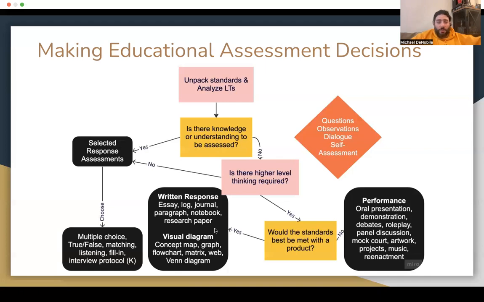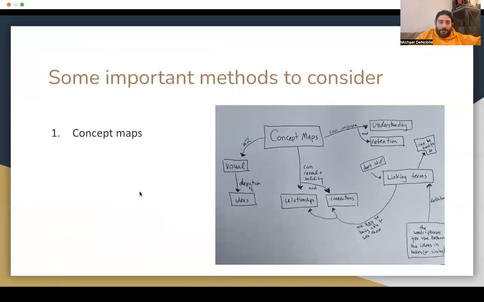You want them to become lifelong learners, and you want them to be able to self-reflect and be able to self-manage. Did I learn this or not? Because you're not always going to be there. You're not going to be their teacher forever. And because of that, they need to be their own teachers. So some important methods to consider, concept maps.